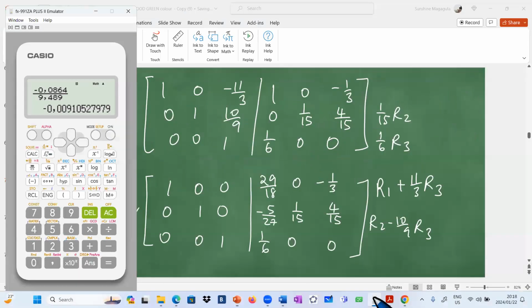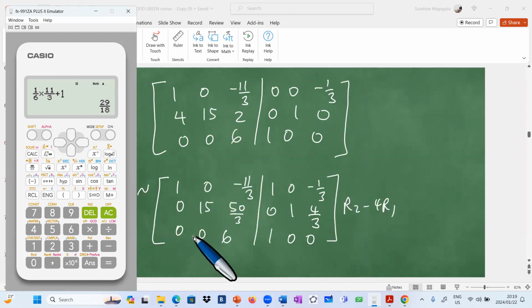Right, so now I'm effectively saying here, so we're having the 1 out of 6, and we multiplied by 11 out of 3. So 1 of 6 by 11 of 3, you add to 1, which is exactly 29 out of 18. So there is, let me see, a small error. Okay, yeah, there's a small error here.